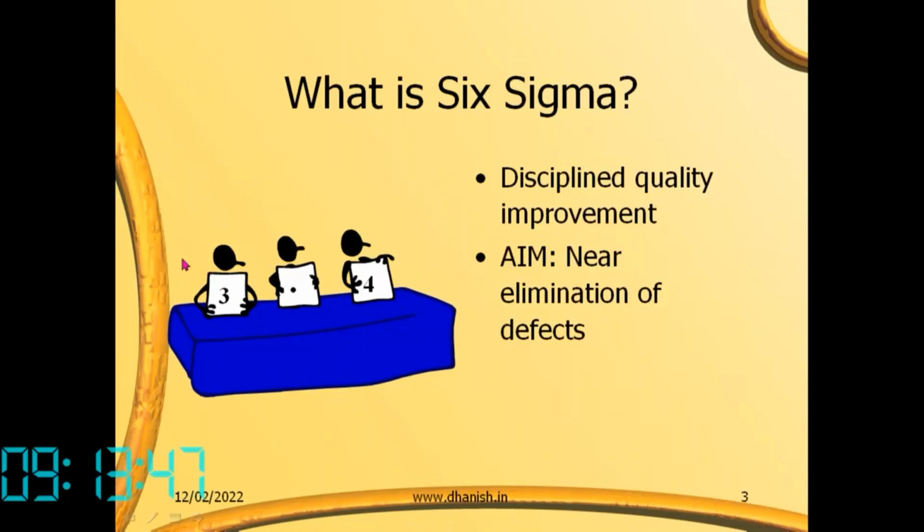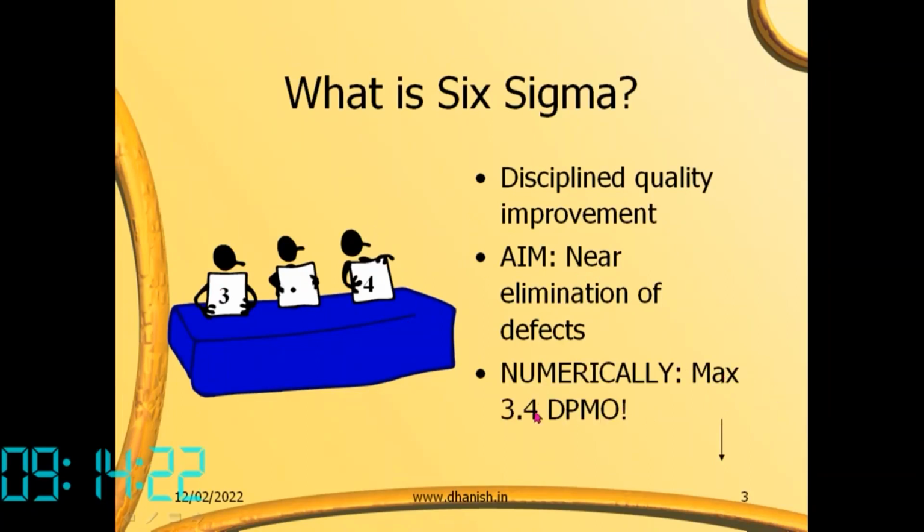So this was the goal statistically, but people criticize why this 3.4, why not 3.0 or why not 2.8? There is no real answer. It's an arbitrary goal. We have different consultants giving different opinions. Some people say, don't talk about 3.4. We simply say the goal is near elimination of defects, perfection. The goal is perfection.